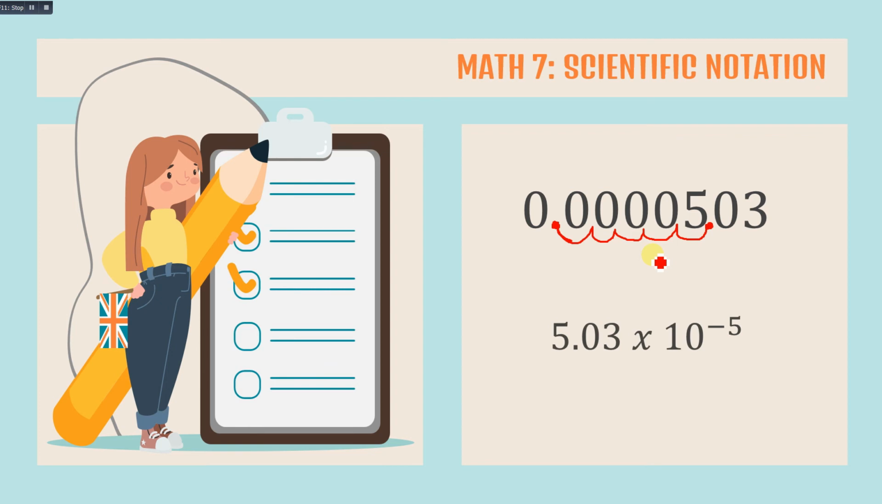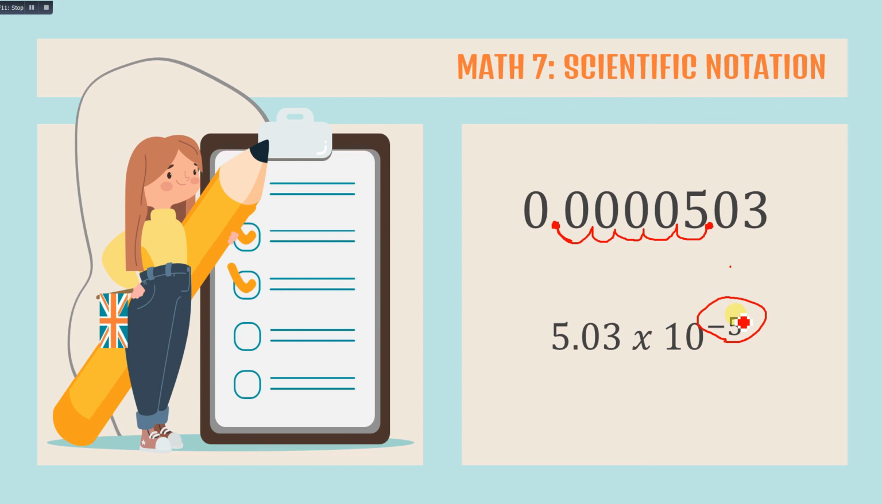Okay, and this one expresses that the value is smaller, because it indicates here in the exponent the power of negative 5. So it means that the number is smaller, or less than 1.